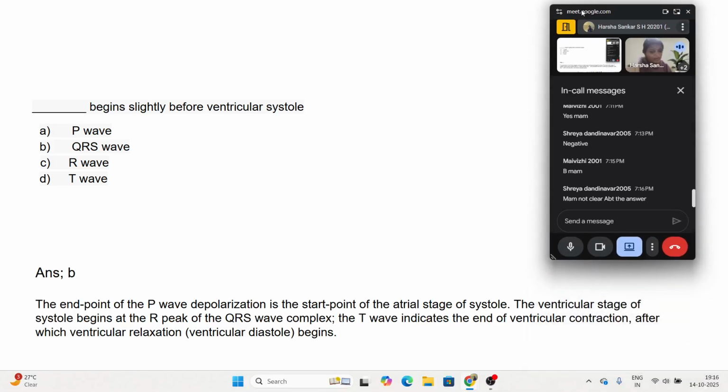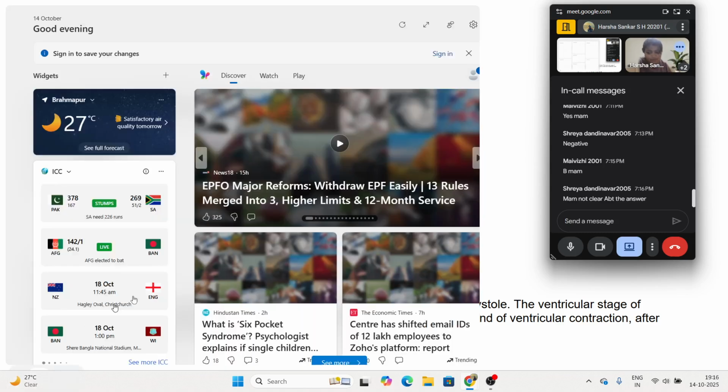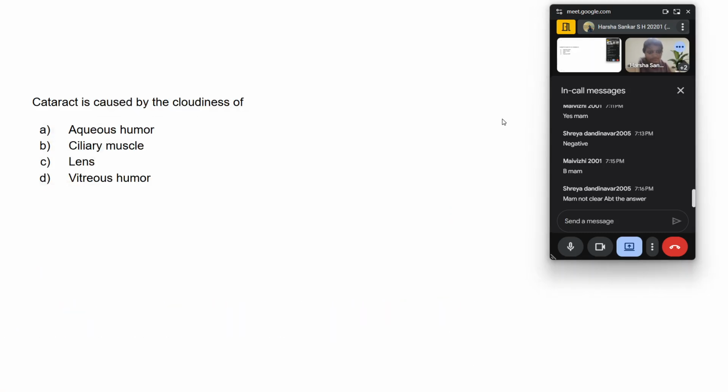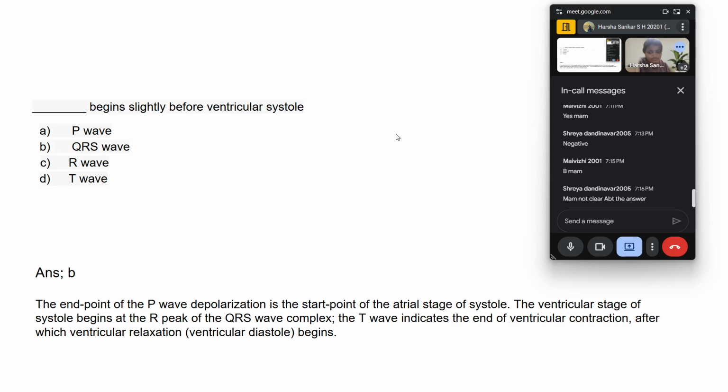So we will again go back and check this. The end point of P wave depolarization is the start point of the atrial stage of systole. So you remember P. Let me take the pen, then I can draw. It looks like this, right?